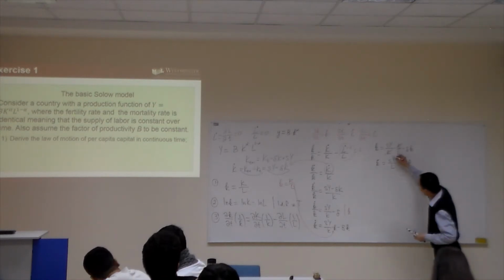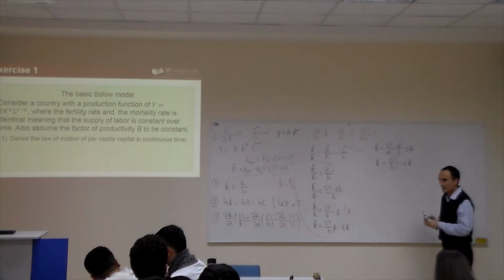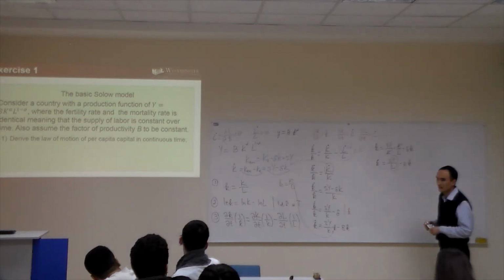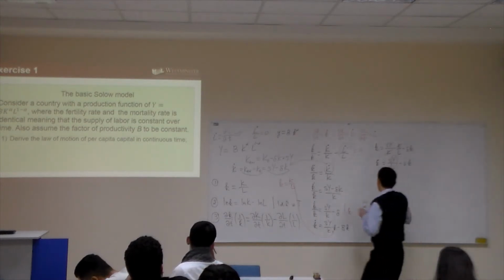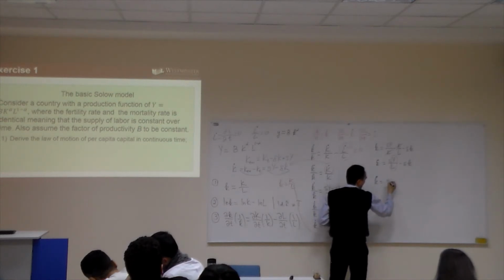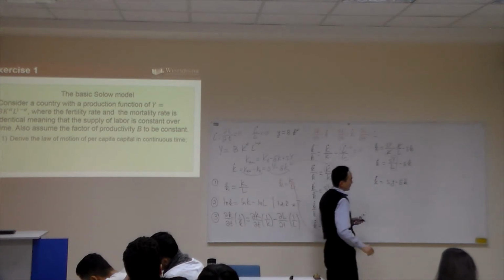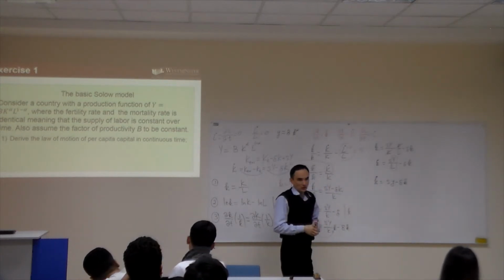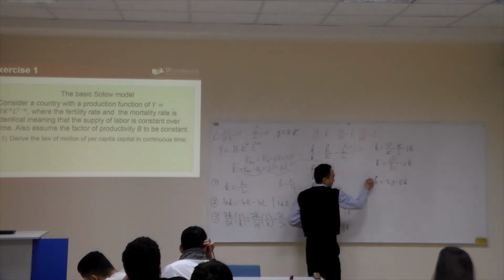What does output over labor give us? It gives us per capita output, yes? Output per worker. So change in per capita capital is equal to saving rate times per capita output, or output per worker, minus depreciation rate times per capita capital. So this equation is called the law of motion of per capita capital. Okay? This one.